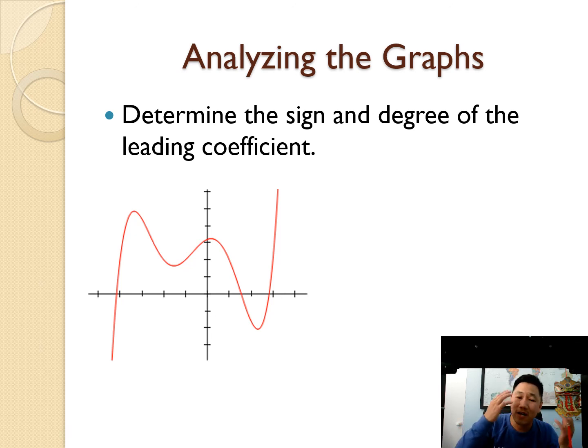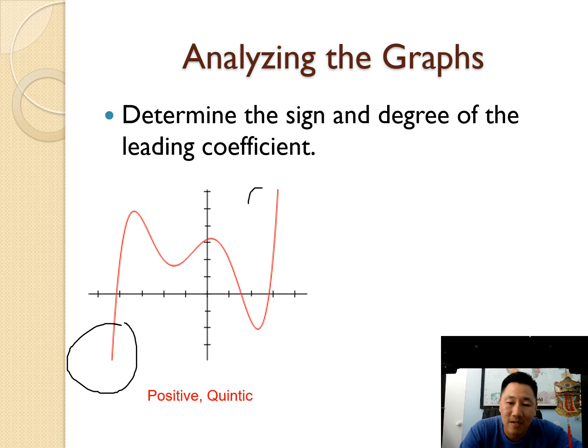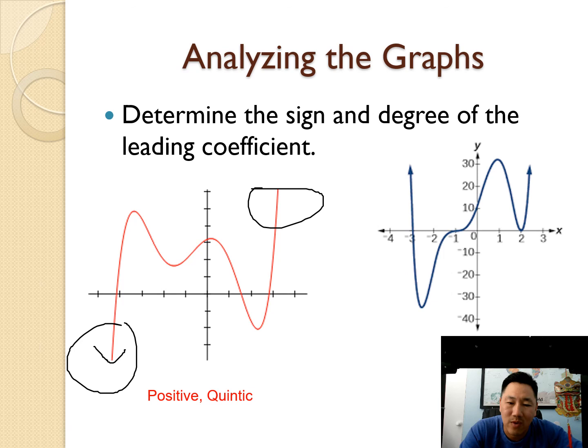So yeah, earlier I gave you the function and you had to say what the graph looks like. Now I give you the graph and you have to tell me the sign and the degree of the leading coefficient. All right, so if you look at it in general, looking just at the endpoints, what's happening? You have the left side going down and the right side going up. So in general, you have something that looks like this. That means that it's going to be a positive function.